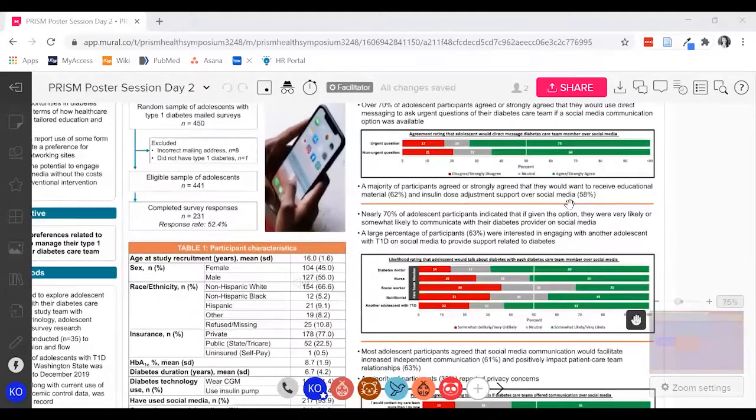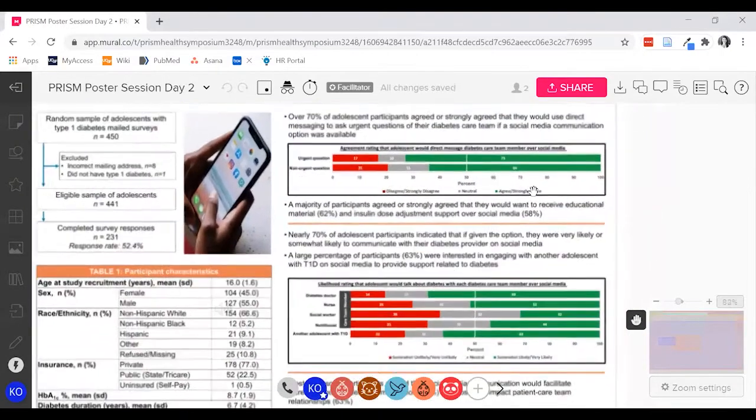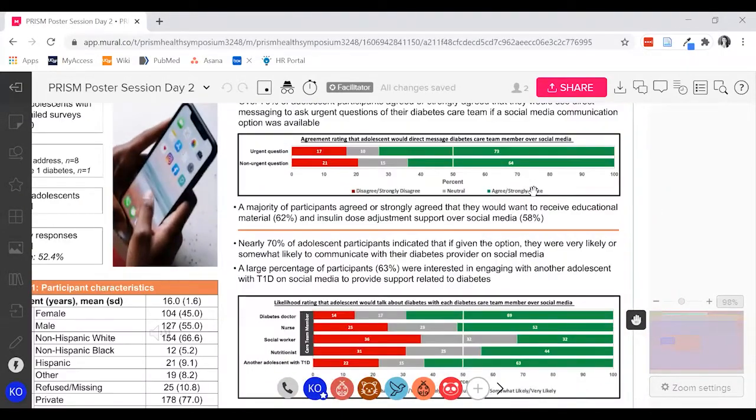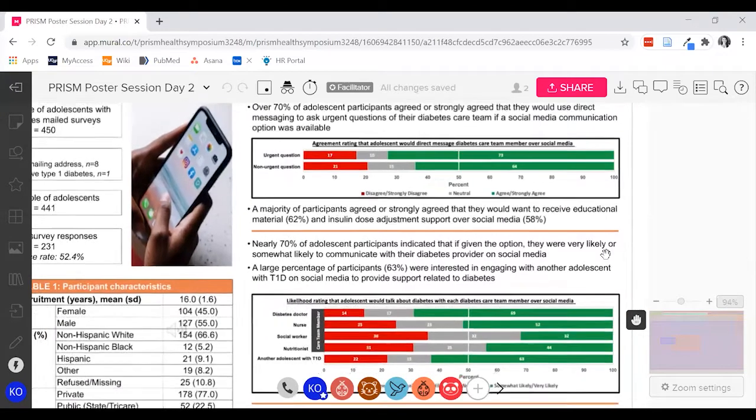This included asking urgent questions, non-urgent questions, receiving educational material, and even diabetes-specific support. So we're excited to take the quantitative findings and tie it into some of the qualitative work we did to inform the survey. And we're going to try to design an intervention where the teens with diabetes can actually talk with their care team. So we'll let you know how that goes.